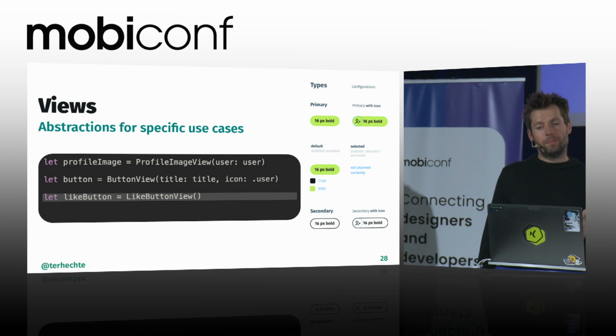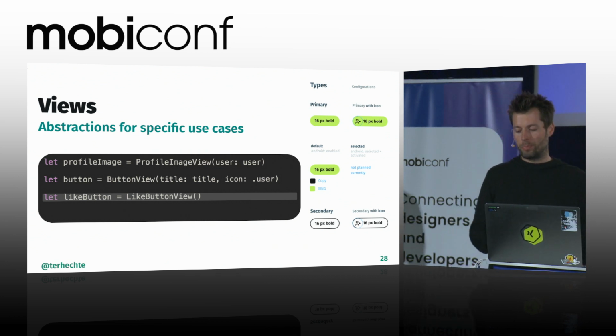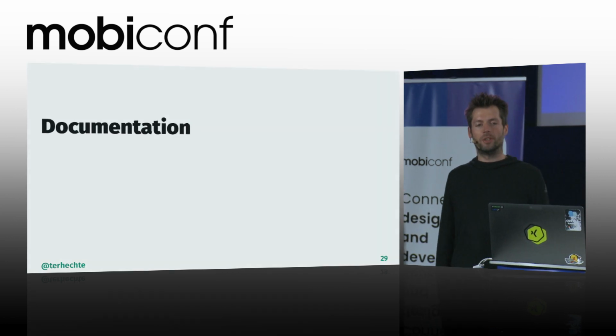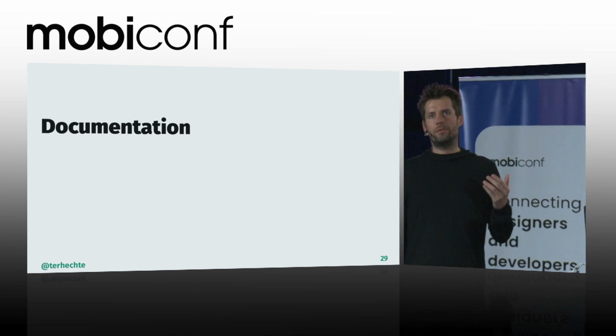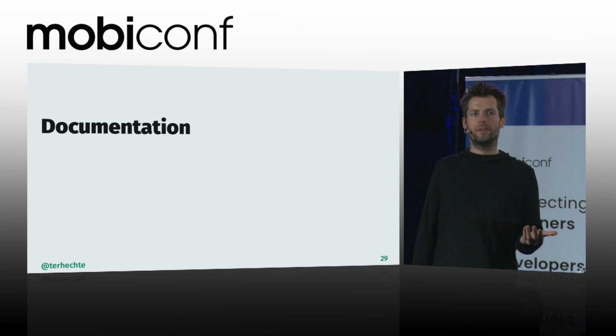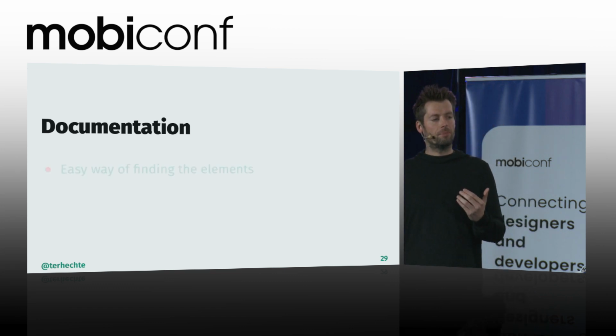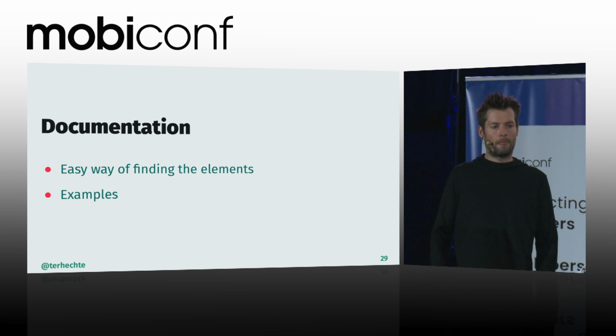On the right side, you see some examples of how this is defined, but this is also much more important because this leads us to documentation. One important element of a design system is that everything that you have is documented properly, because the designer and the developer need to easily understand how to use this and find examples of how this works together.